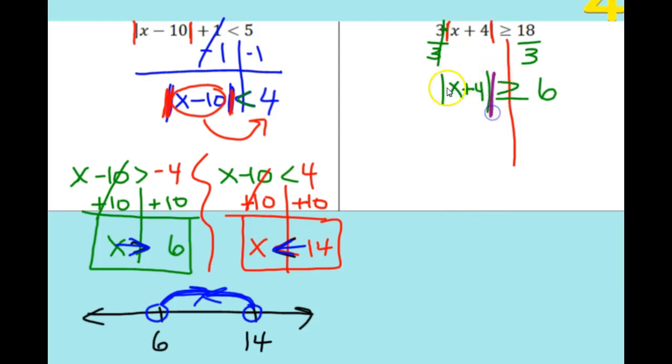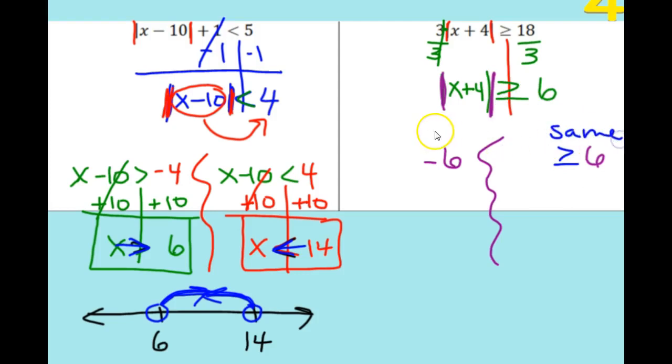Now that we have our absolute value by itself, we can write our two inequalities. One with negative and one with positive. So negative 6, positive 6. Keep the symbol the same for the positive one, and flip for the negative. And all we have is x plus 4. These ones are nice because they're only one step. There's no number with the x.